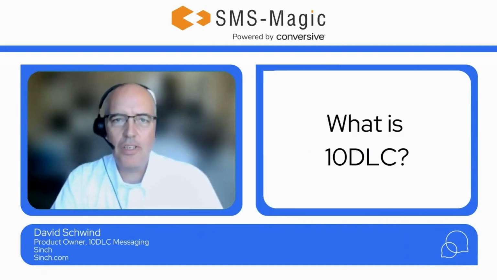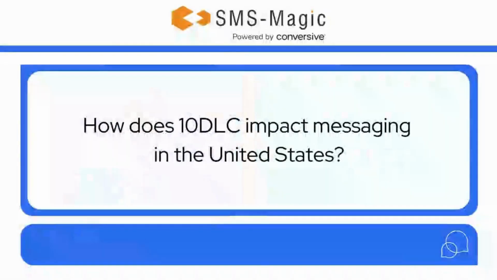10DLC stands for 10-digit long code. It's a new local A2P conversational messaging solution for brands. It's been around about 2 years or so now, and it is really a new carrier sanctioned route for long code messaging in the United States.